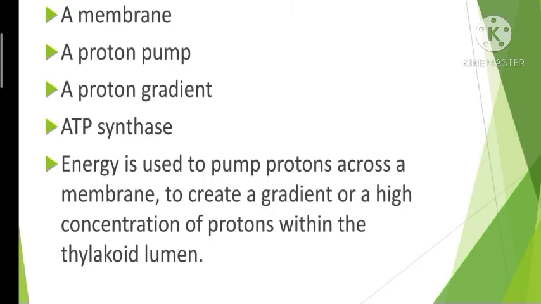Now, energy is used to pump the protons across the membrane. So when energy is used, the protons can be pumped from the stroma into the thylakoid lumen so that a proton gradient is created across the thylakoid membrane. That is, protons accumulate more in the thylakoid lumen than in the stroma. Thus, a proton gradient is created.